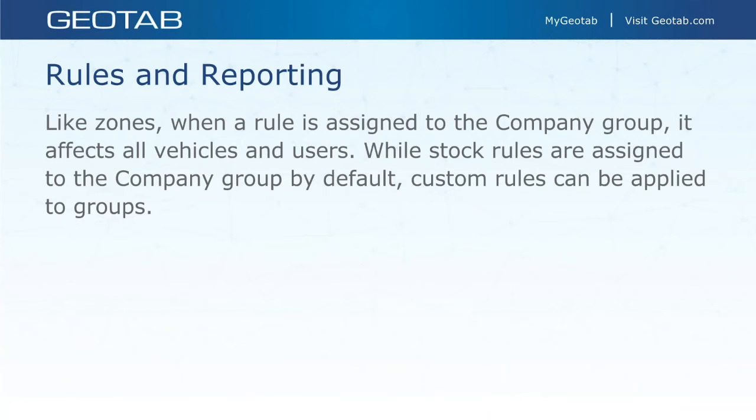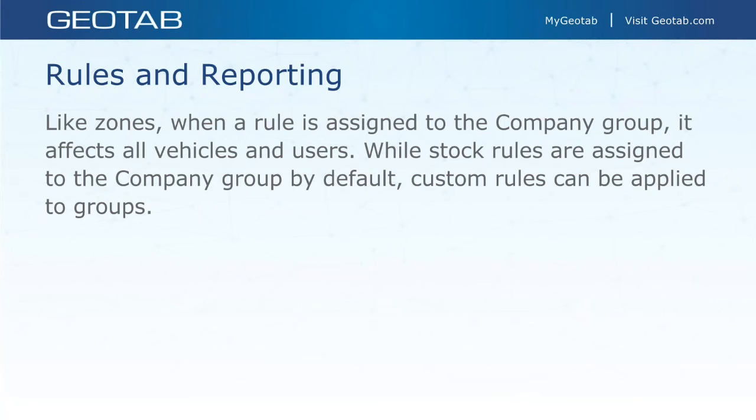Getting into rules and reporting, similar to zones, when a rule is assigned to the company group, it affects all vehicles and it affects all users. Your stock rules, which are your hard acceleration, braking, cornering, speeding, seatbelt, idling, that big long list of rules that you have in your database, those are assigned to the company group. You cannot change that. No matter what you do, those stock rules that are built in will be applied to every single vehicle in your fleet.